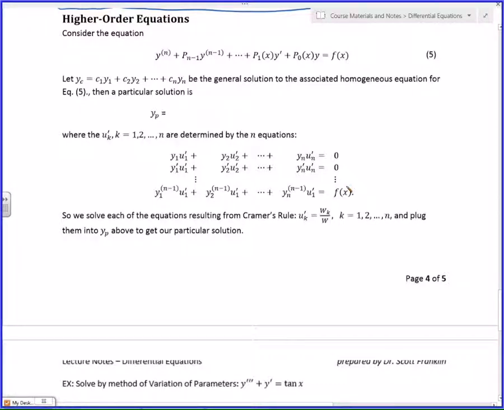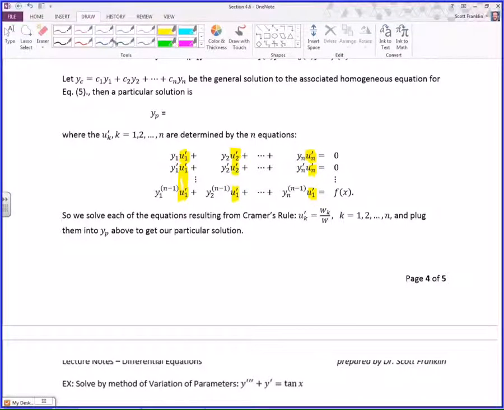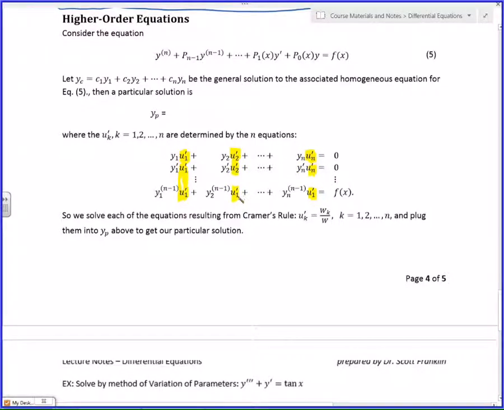So notice the structure of this thing again. Going down this way, my variables, my unknowns, are the u's. And by the way, there's a typo, 2 of them. This should be 2. This should be n.